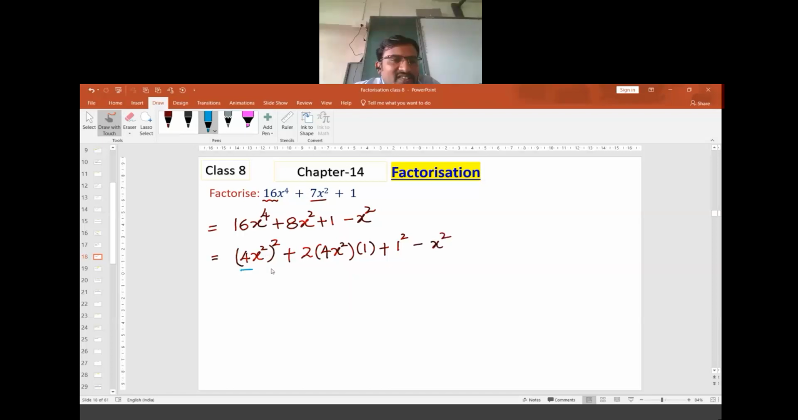Did you understand this step? No, sir. I am not understanding. I have also not understood this step, sir, but I cannot understand why into 1. We have to regroup. I will tell you. Here we have 16x to the power 4 plus 8x square plus 1. Observe only this part.